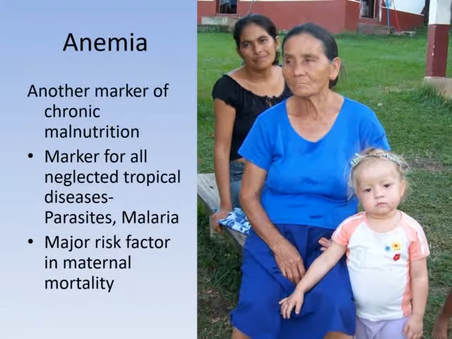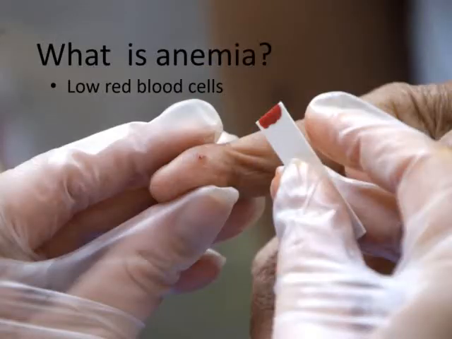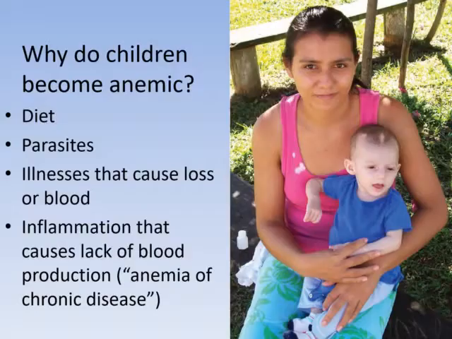For every point of anemia that a woman has going into her delivery, her risk of dying of pregnancy or postpartum complications goes up by 20% from her baseline for every gram per deciliter of hemoglobin that she's lacking. So what is anemia? Low red blood cells. Why do children become anemic? Diet, parasites, illnesses that cause loss of blood, inflammation that causes lack of blood production, in other words, the anemia of chronic disease.